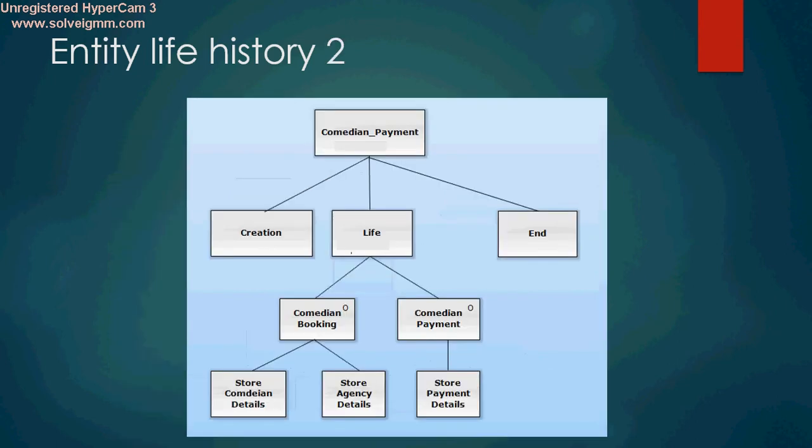This is my second entity life history diagram. As you can see, it's very much similar to the first one, Comedian Payment being the main entity there, going down through Comedian Booking, storing details, examples for that.